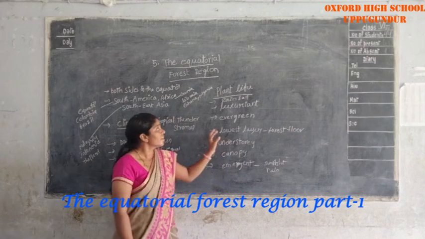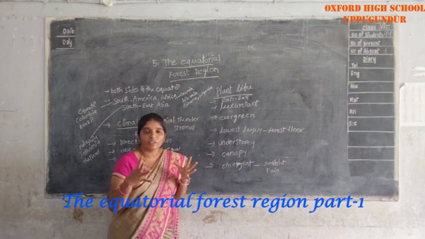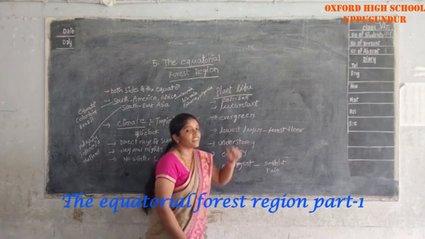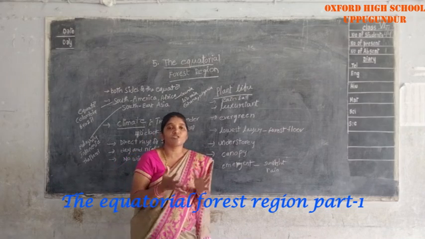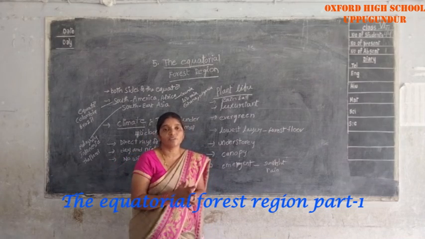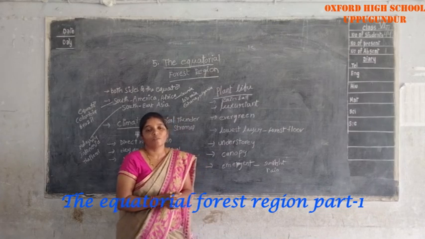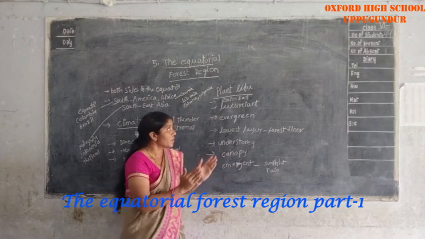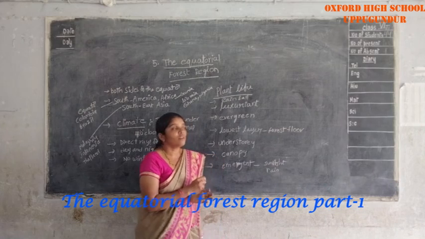Those plants are luxuriant. The word luxuriant means stronger and thicker. Tallest and strongest trees are there. They are very strong, wider, dense, as we say, so luxuriant plants are there in the equatorial forest region.